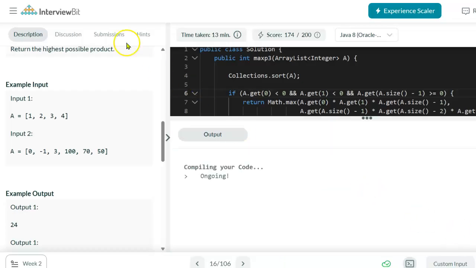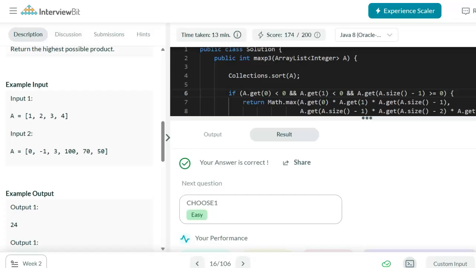Okay, submit that. Okay, your answer is correct. Thanks for watching. This is just a basic math problem, although it does bring up the point that you want to consider for any interview question. Is it going to help me to sort the data?